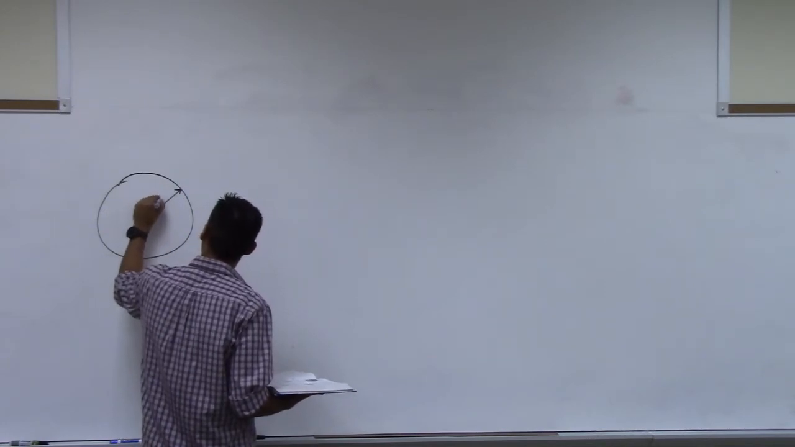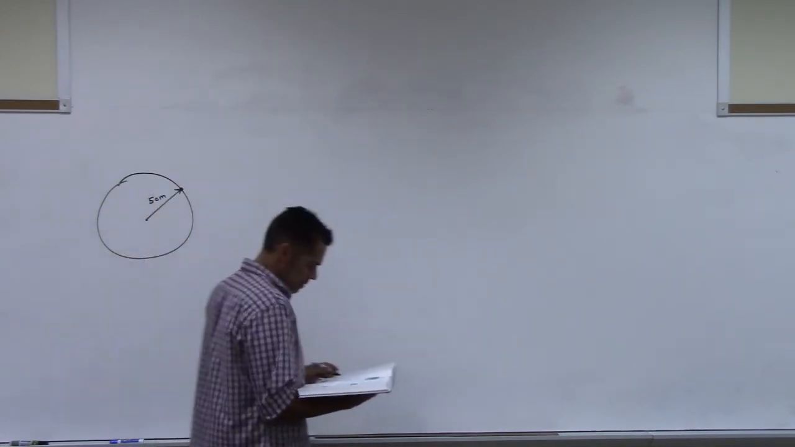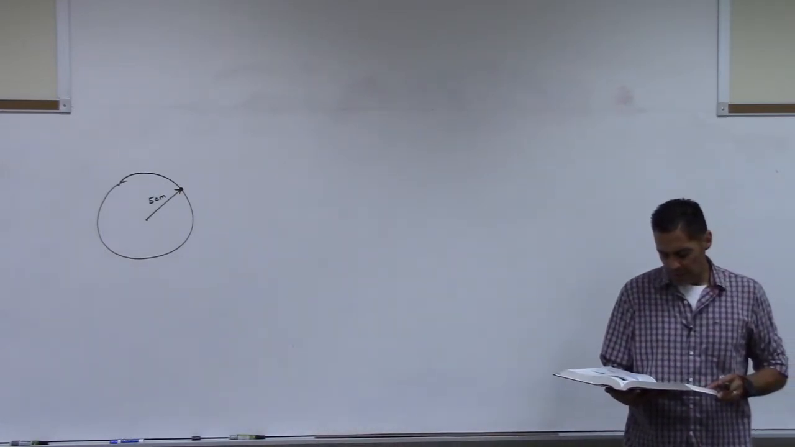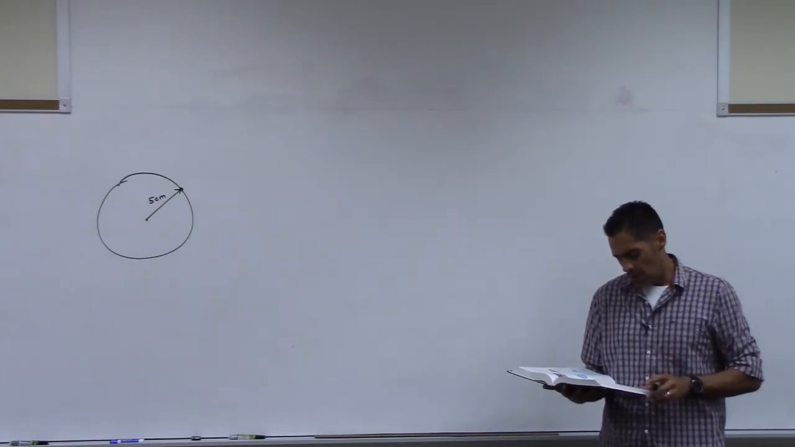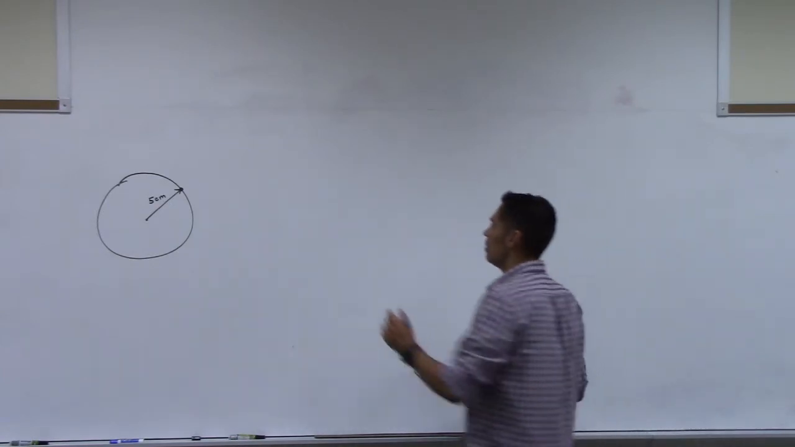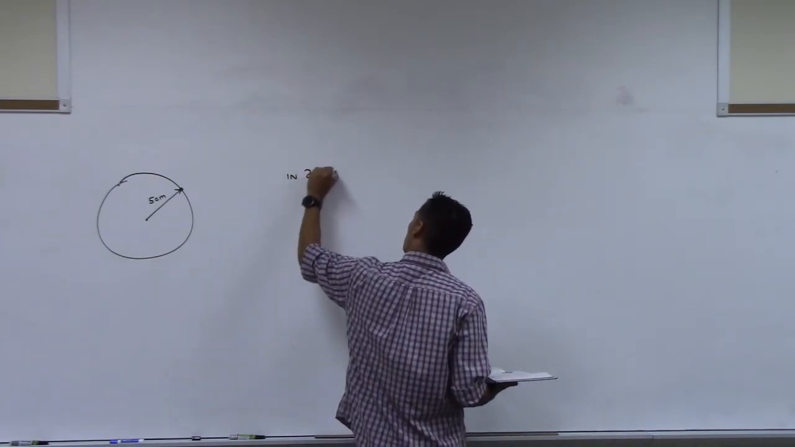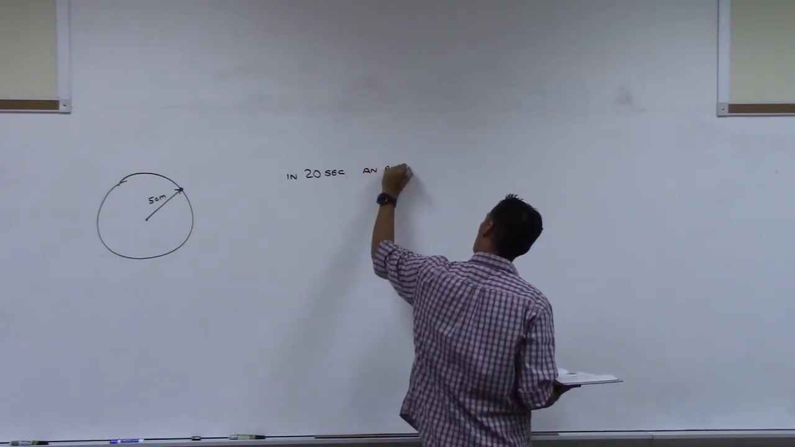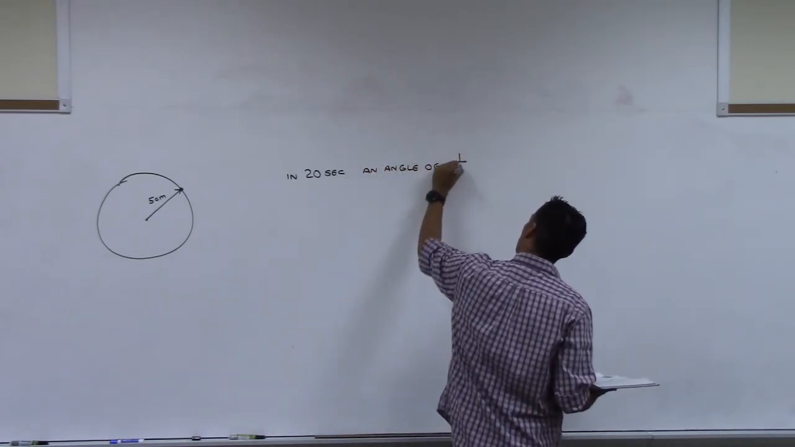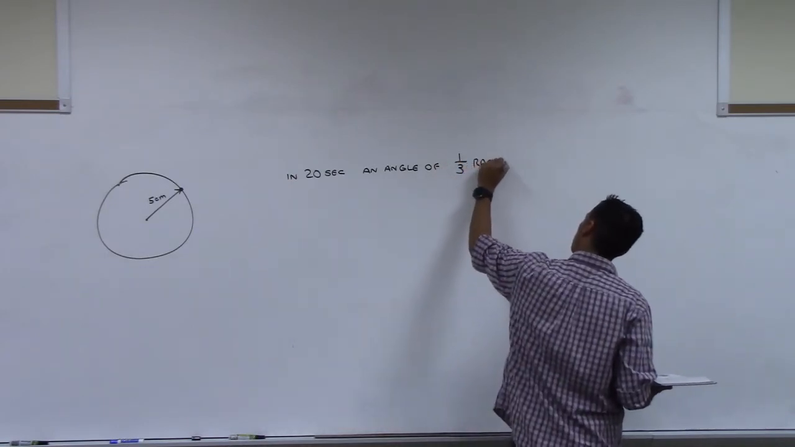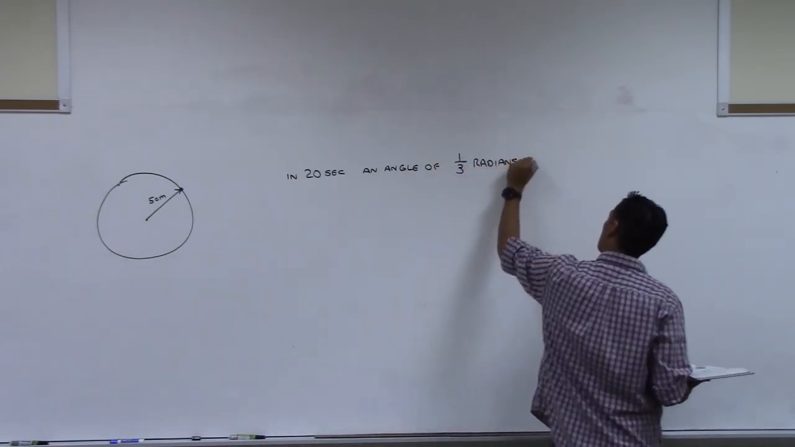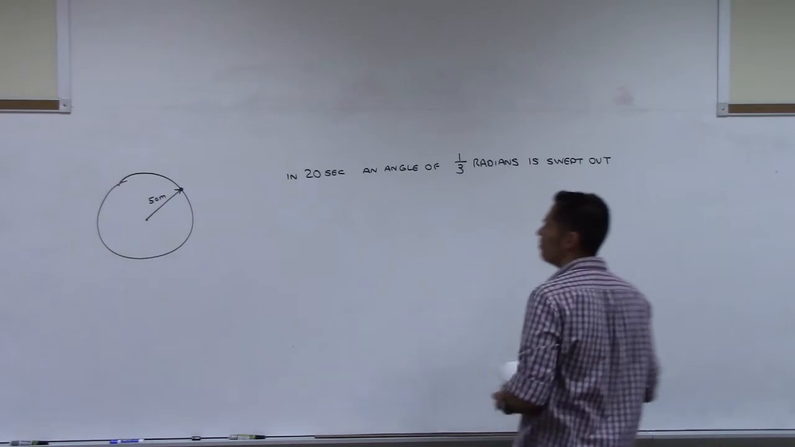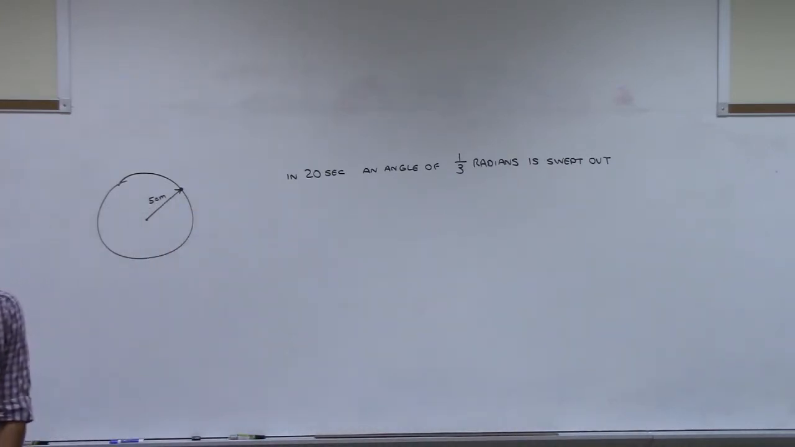Radius, 5 centimeters. An object is traveling on this circle. If in 20 seconds a central angle of 1/3 radians is swept out, in 20 seconds, an angle of 1/3 radians is swept out. What does that mean? Covers that much. Okay, so they're talking about central angle.